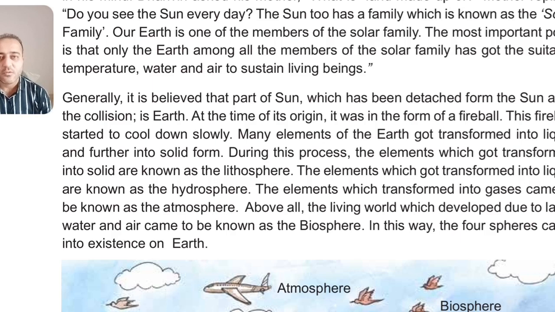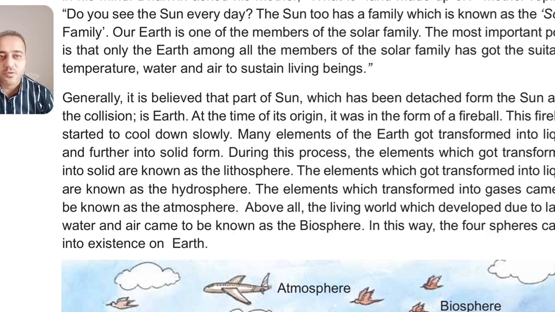As we all know, the earth got cooled down, right? It was a very long process. It took millions and millions of years. As it started cooling down, different elements were formed on the earth. The first element that was formed on the earth was liquid. Then the solid was formed.